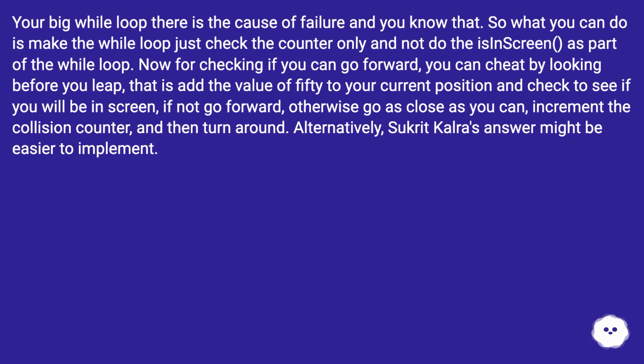Your big while loop there is the cause of failure, and you know that. So what you can do is make the while loop just check the counter only and not do the is_in_screen as part of the while loop. Now for checking if you can go forward, you can cheat by looking before you leap, that is add the value of 50 to your current position and check to see if you will be in screen, if not go forward, otherwise go as close as you can, increment the collision counter, and then turn around. Alternatively, Sukrit Kulra's answer might be easier to implement.